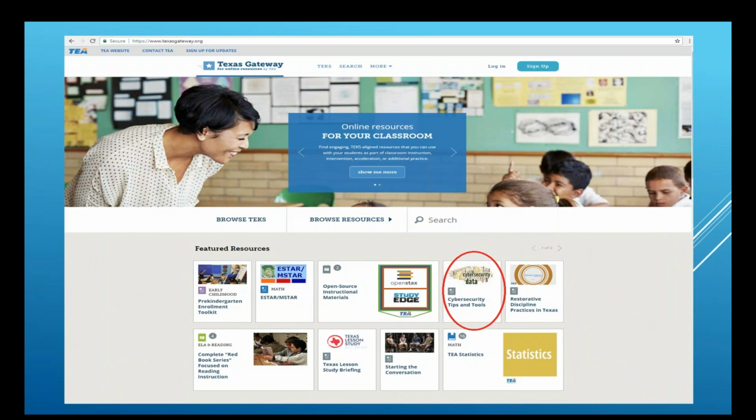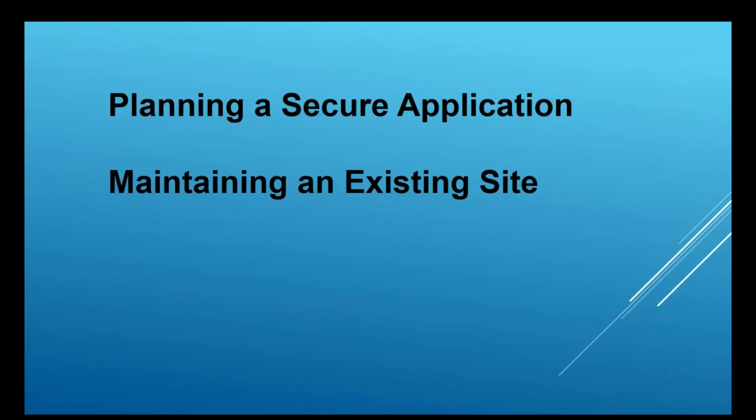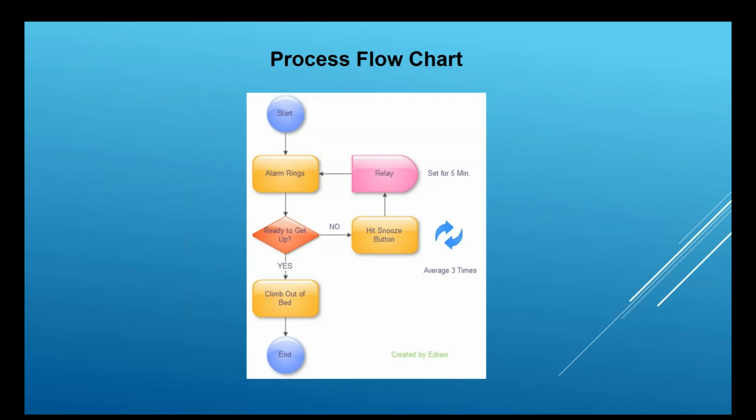So today we're going to talk about two steps. We're going to plan a secure application, and we're going to talk about maintaining existing websites as well. So we'll first talk about planning a secure application. And when we talk about planning a secure application, one of the first things we want to do is come up with some type of process flow chart.